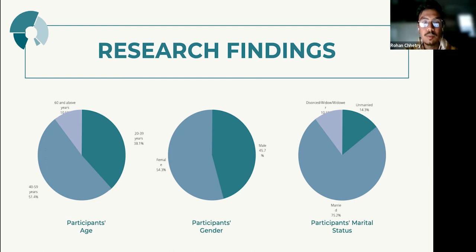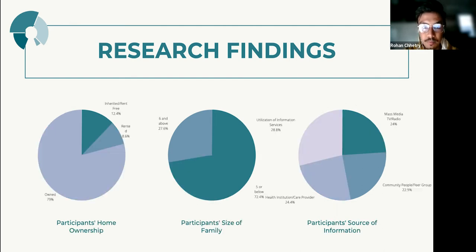Talking about participants' gender, it is mostly women, but males are also almost an even distribution, which can be seen as a great thing. Talking about the participants' marital status, most of the people, 75% in fact, were married, 14% were unmarried, and 10% were divorced or widowed.